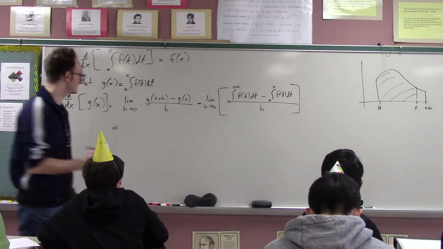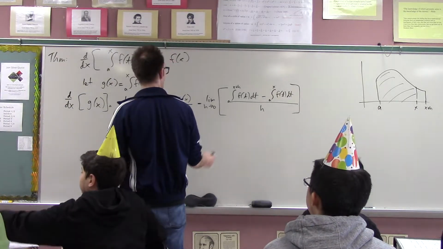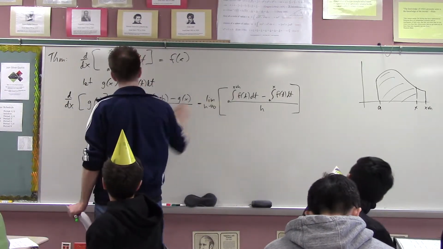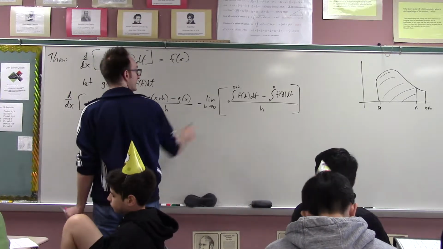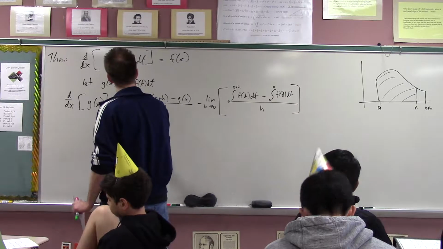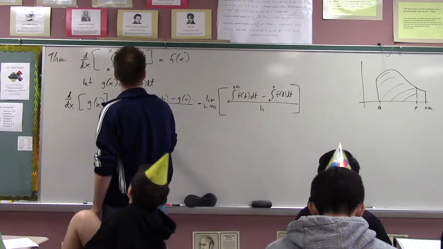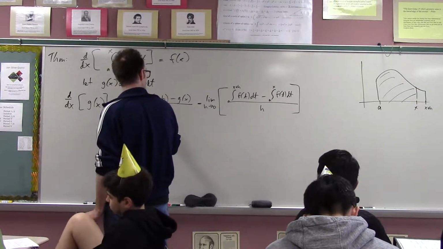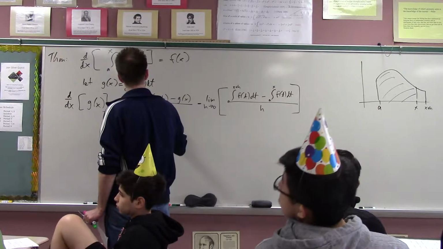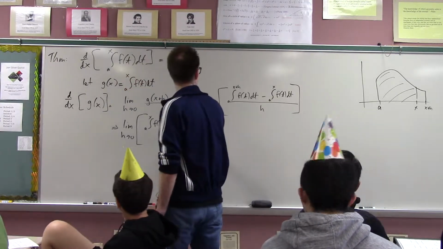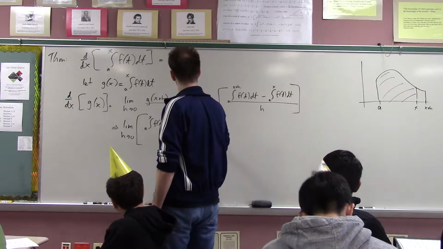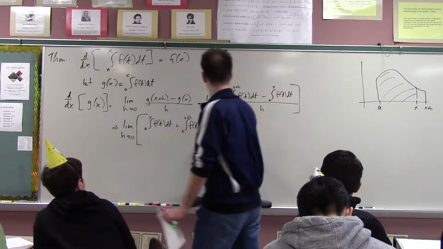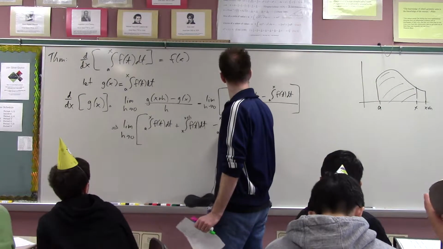Fernand says we will now use integral properties, which says that you can break up the integral from a to x plus h into the integral from a to x of f of t dt plus the integral from x to x plus h. Whoa, and then they cancel.